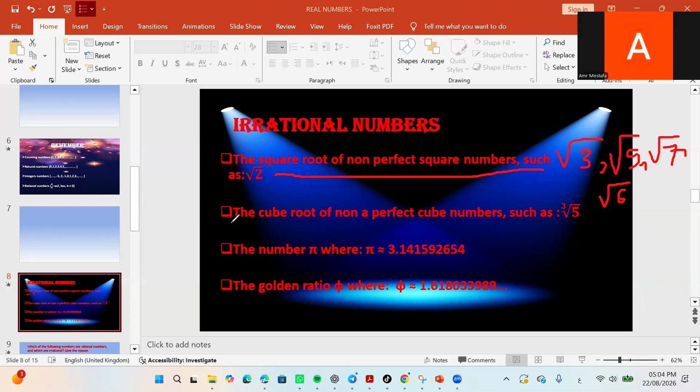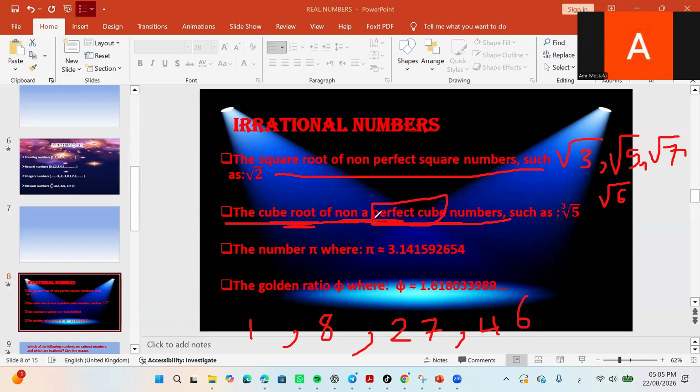The next type of numbers that belongs to irrational numbers is the cube root of non-perfect cube numbers. What are the perfect cube numbers? Perfect cube numbers are like 1, 8, 27, 64. All of these are called perfect cubes. Why are these numbers called perfect cubes? Because each number is a product of three similar numbers.